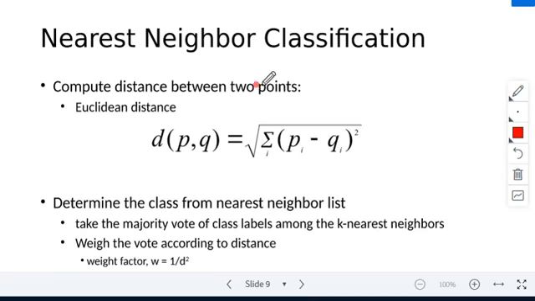Nearest neighbor classification, as I told, the closeness can be computed using the Euclidean distance. This is the formula for Euclidean distance. To determine the class from the nearest neighbor list, take the majority vote of the class labels among the k nearest neighbors. So whichever class label has the majority vote, the particular test data will belong to that. The weight of the vote is computed as W is equal to 1 by D square.